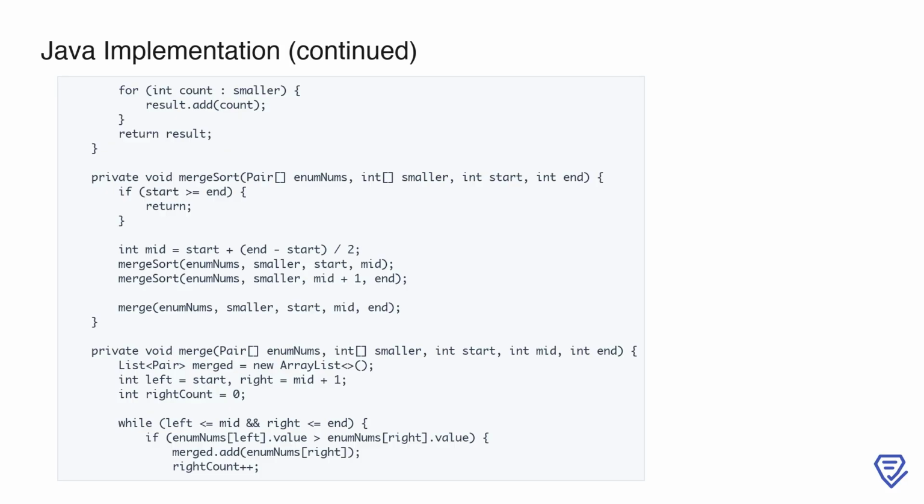If the segment is larger, we calculate the midpoint and recursively call mergesort for the left and right subarrays. Once both halves are processed, the merge function is called to combine them. This merging step is crucial because it not only sorts the current segment but also updates the smaller array with the count of smaller elements for indices in the left half, based on comparisons made during the merge process. Let's now examine the merging logic in detail.